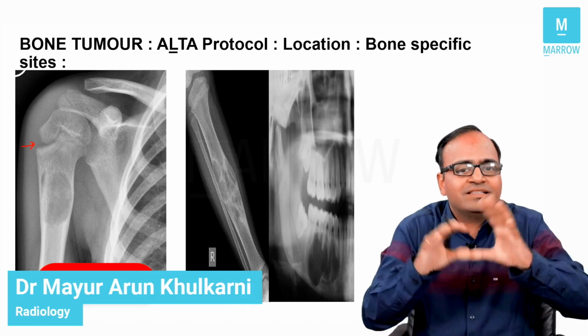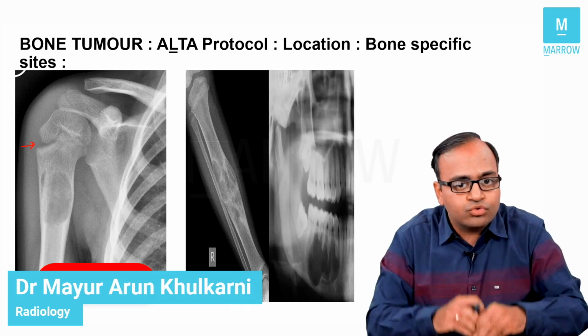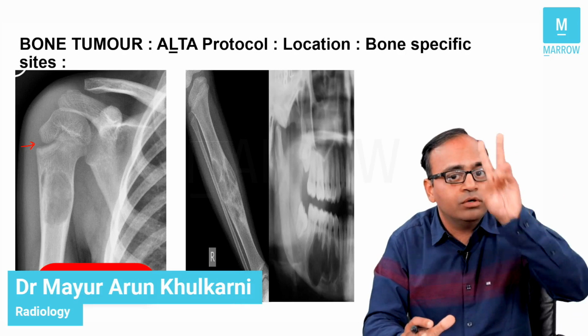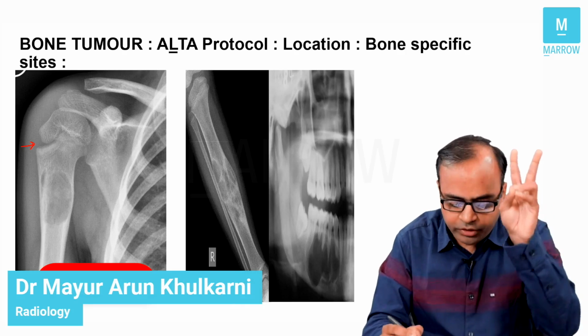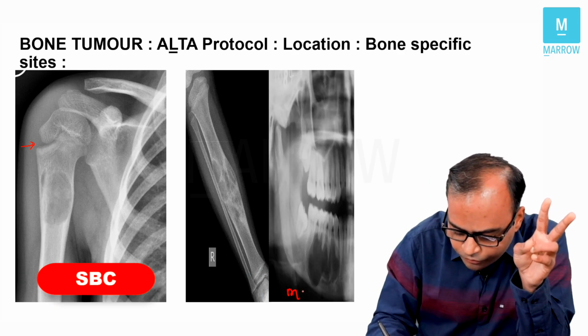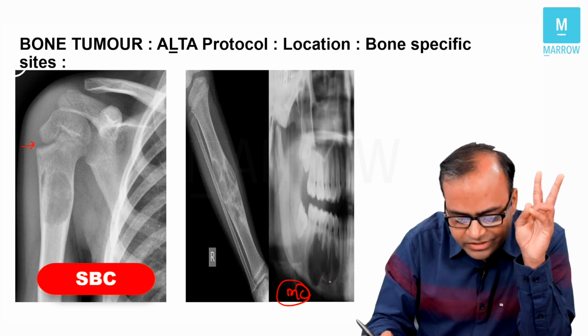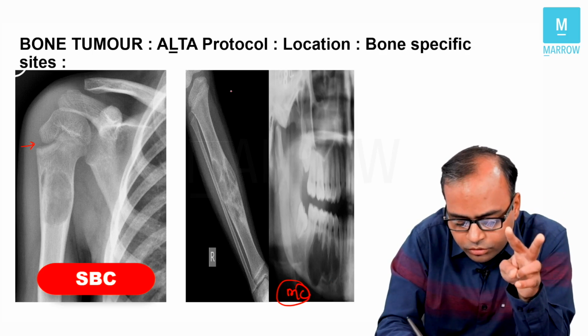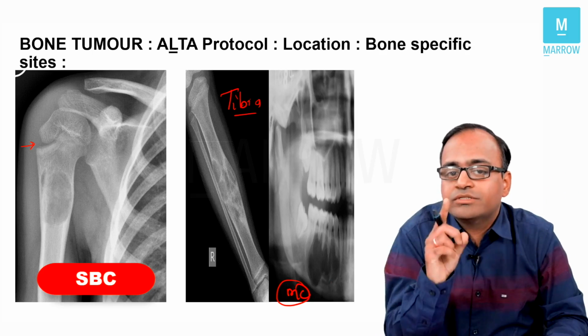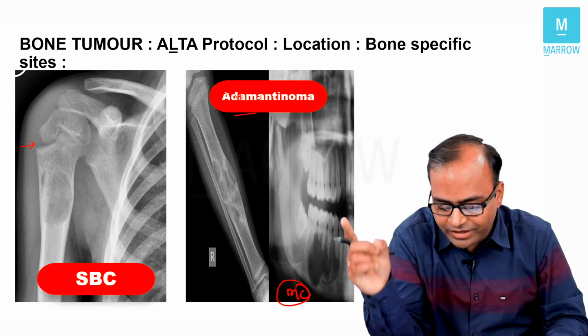If you see an expansile, multiseptated, soap bubble kind of a lesion involving only 2 bones in the body, right? Most common is mandible. Second most common or most common long bone is tibia. There's only one such tumor, and this is adamantinoma.